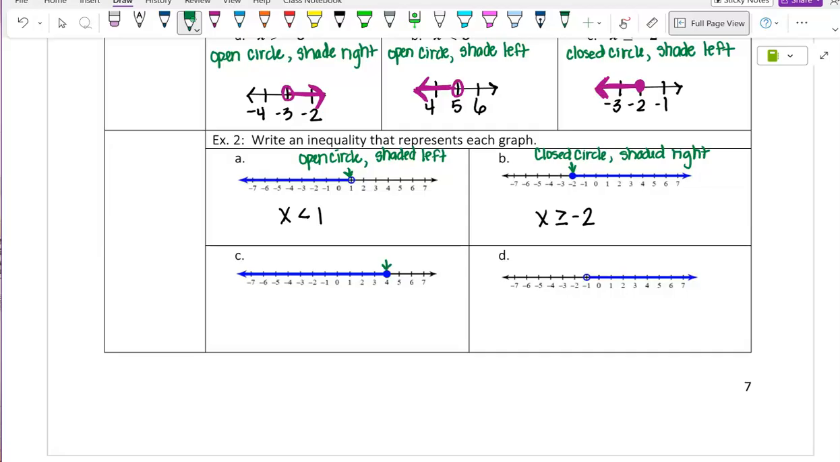On graph C, do we have an open circle or a closed circle? Closed circle, which again tells me I'm either dealing with greater than or equal to or less than or equal to, and we can see that it is shaded left. Well, if closed circle shaded to the right was greater than or equal to, that means closed circle shaded to the left has to be less than or equal to. So x is less than or equal to 4.